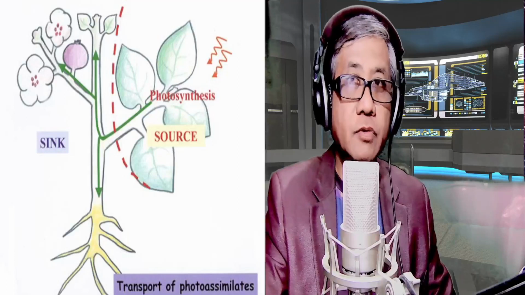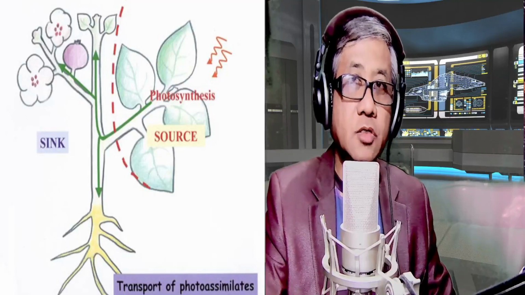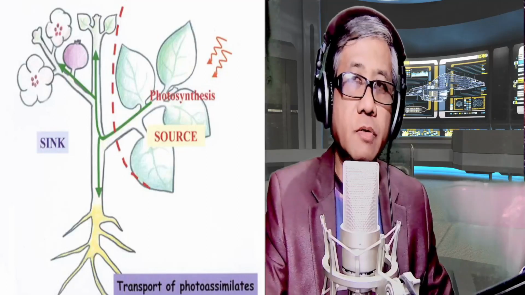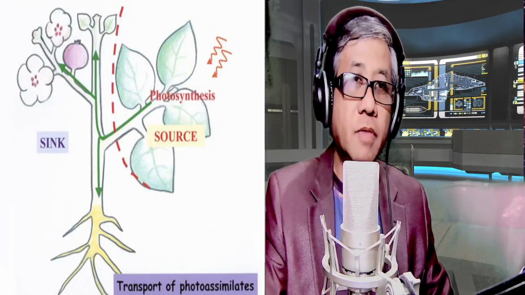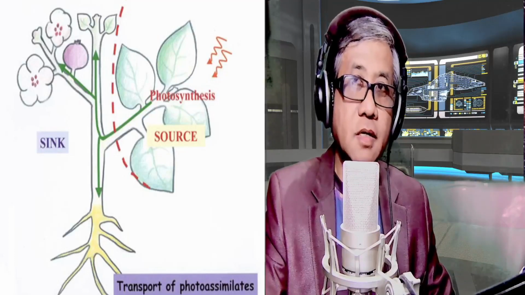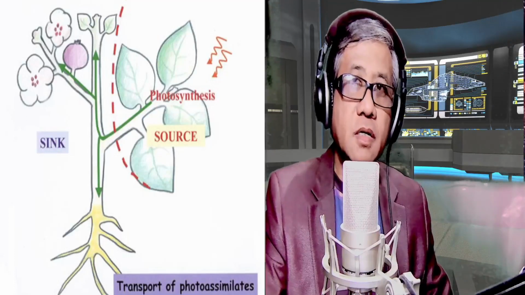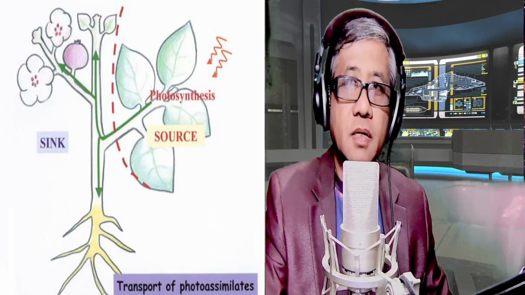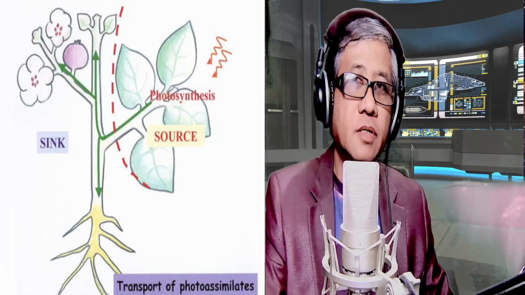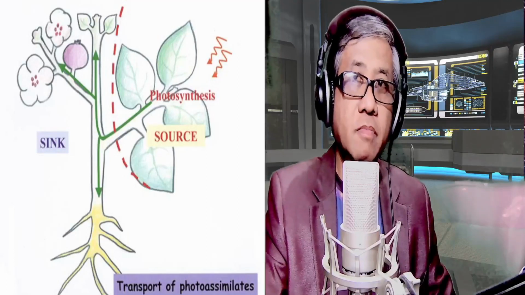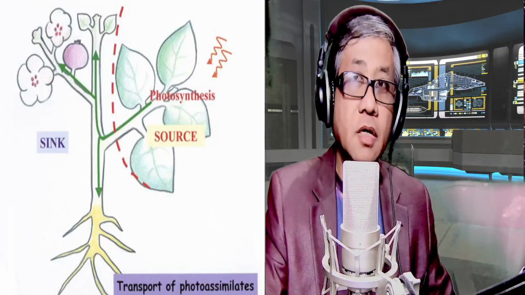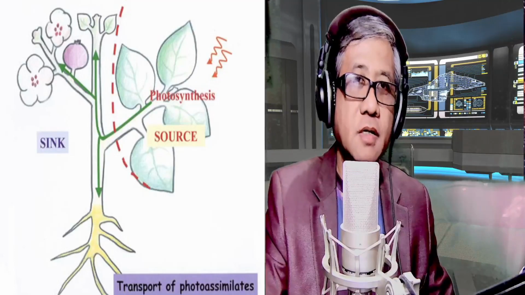That's why most fruits are sweet, because the sugar ends up there, either in the fruit or in the flower. So the fruit and the flower are considered sink. Source: leaves or roots. Sink: flowers and fruits. Alright, so I hope that's clear about the difference between source and sink.